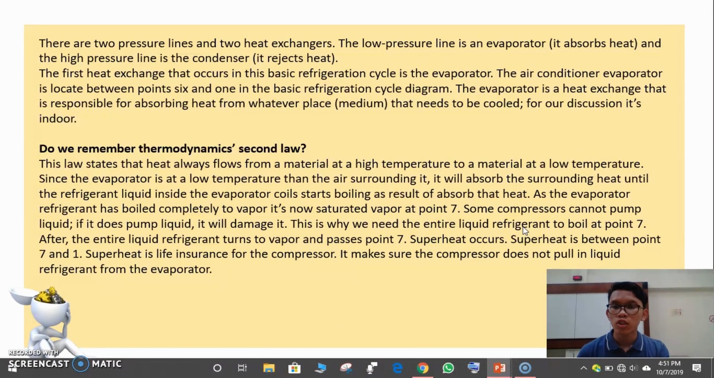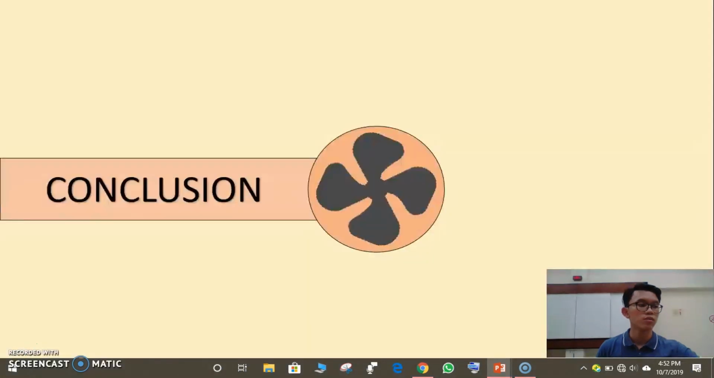Some compressors cannot pump liquid. If they do pump liquid, it will damage them. This is why we need the entire liquid refrigerant to boil at point 7. After the entire liquid refrigerant turns to vapor and passes point 7, superheat occurs. Superheat is between point 7 and 1. So, superheat is life insurance for the compressor. It makes sure the compressor does not pull in liquid refrigerant from the evaporator.